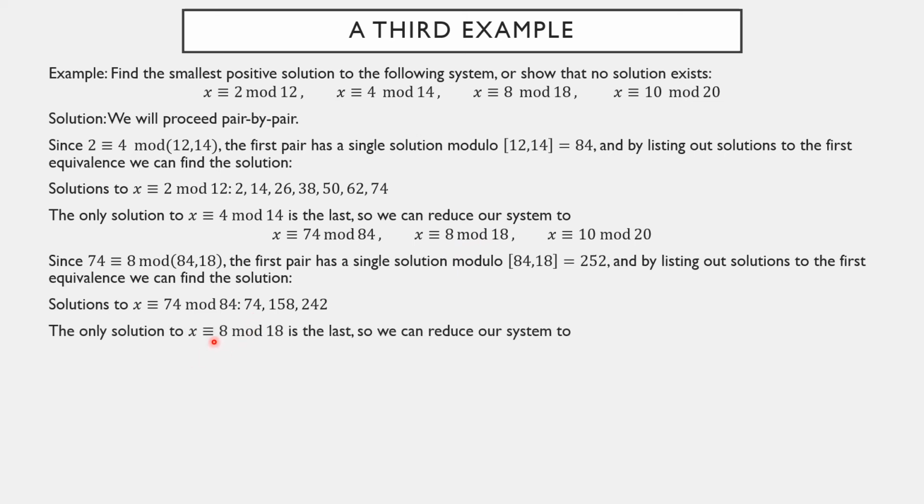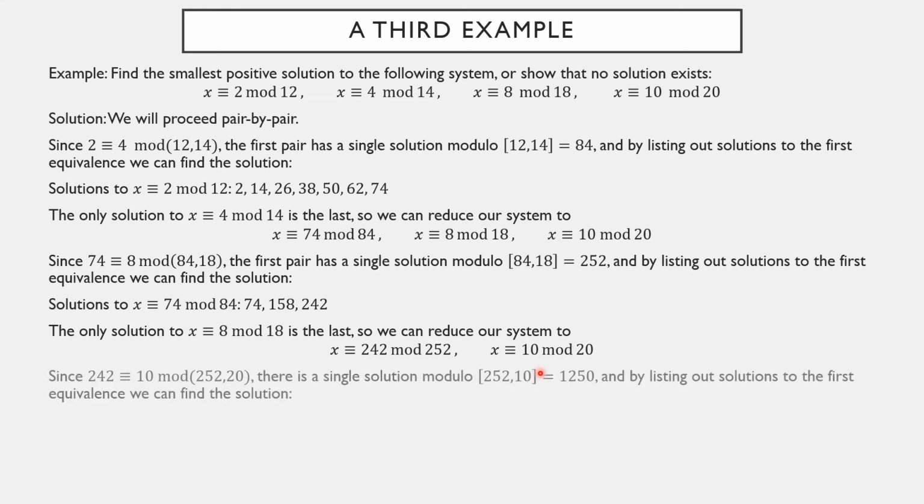The first one to be equivalent to 8 modulo 18 is this last one, 242. So these 2 equivalences can now be replaced with x is equivalent to 242 mod 252, and I still have this last one hanging around, x equivalent to 10 mod 20. 242 is in fact equivalent to 10 modulo this GCD, so there is a single solution modulo this LCM.